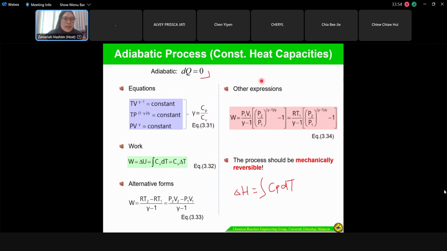Alright, another type of process is the adiabatic process. I'm sure you have heard about the adiabatic process. So in this case, the delta Q or the dQ is 0. So for the adiabatic process, when you have dQ equals 0, you can actually derive these equations.